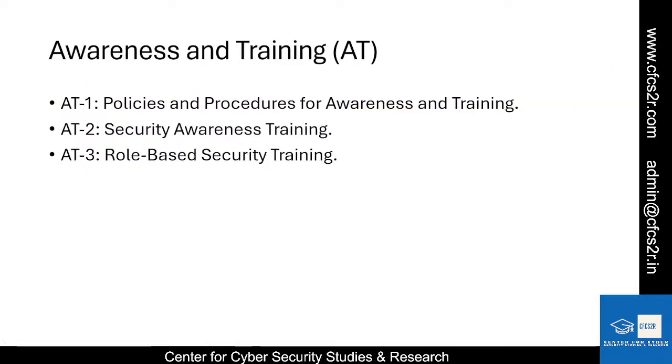Then we have more controls that are not listed here, like publicly accessible content control and some controls related to data mining. Then we have separate controls related to awareness and training. These awareness and training controls are broadly defined in one of the standards we call FIPS 200.